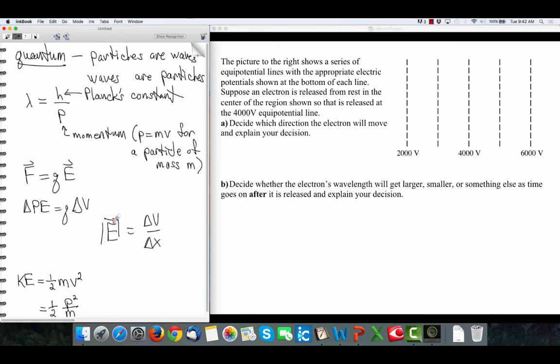You could also have used an energy argument, like from 7a. The potential energy of the electron, if I'm talking about the potential energy of the electron, then I need the charge of the electron, Q sub E. Q sub E is negative. If you go to the right, you find the voltage goes up. So delta V is positive. If you're going to the right, the electric potential is increasing.